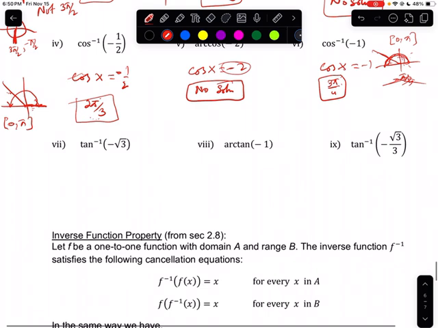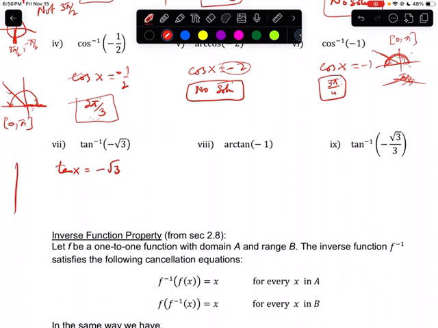Tangent inverse of negative square root of 3. In other words, tangent of x equals negative square root of 3. So what angle has its tangent equal to square root of 3? And again, where should we be looking? In this region. So this will be negative pi over 3.